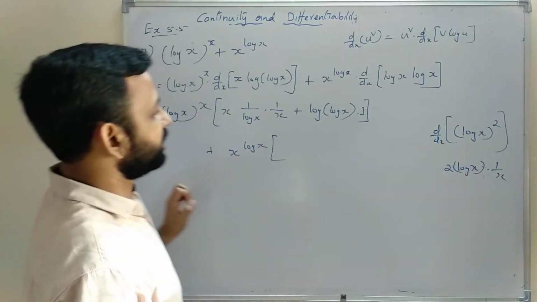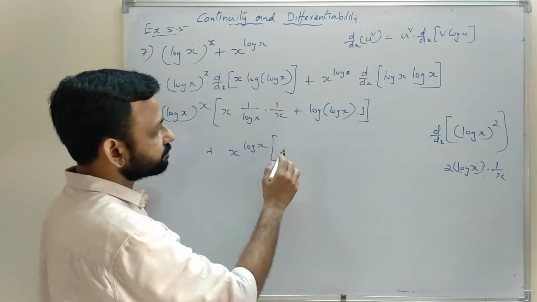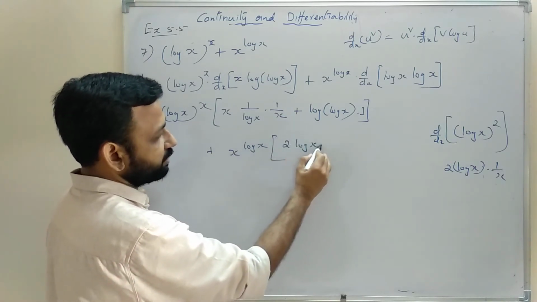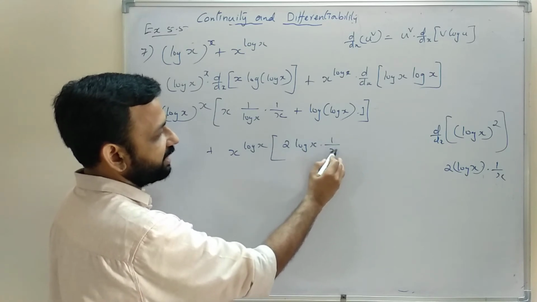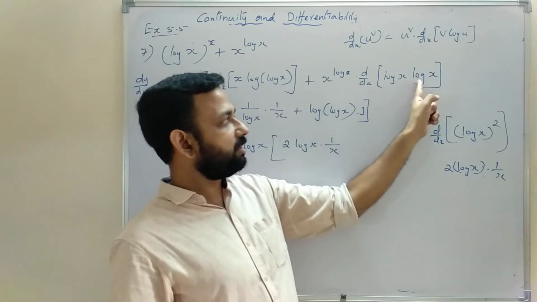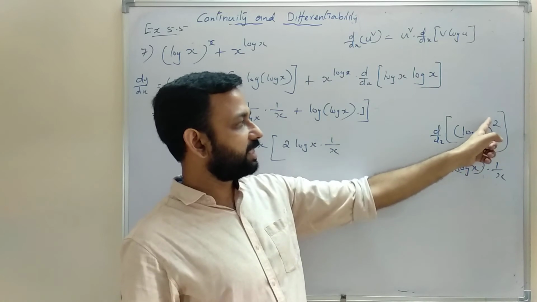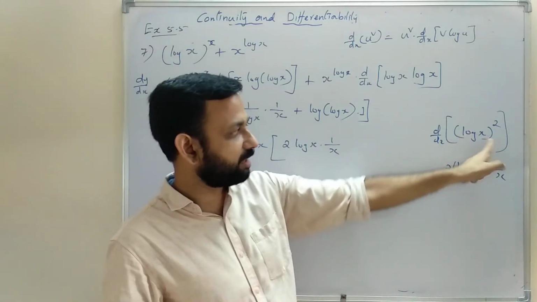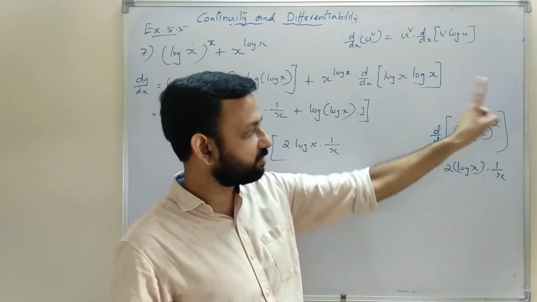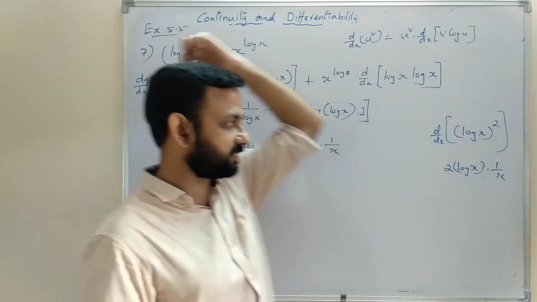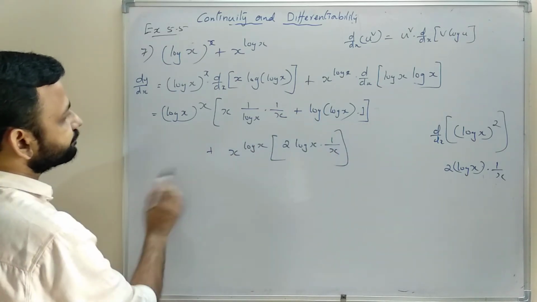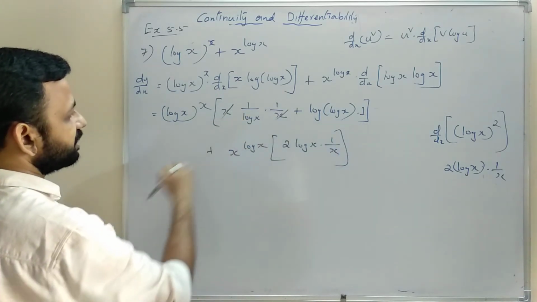So that expression we can write as d by dx. So that is 2 log x into derivative of log x, 1 by x. Log x into log x, that is log x square. Then derivative d by dx of x raised to n equal to n x raised to n minus 1. So 2 log x raised to 1 into derivative of log x, 1 by x. Now we can simplify, and here x and x cancelled now.